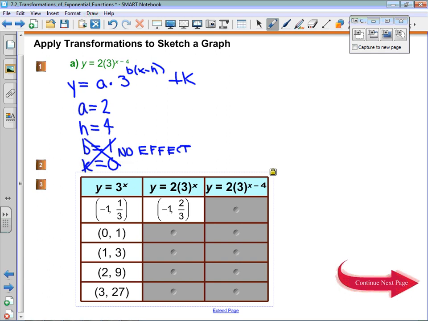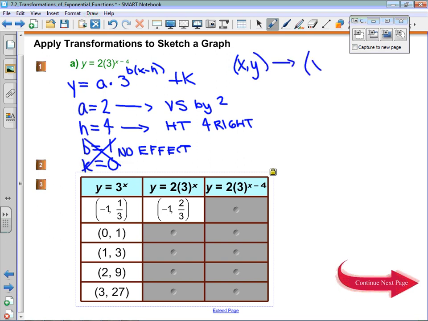Well, if a is equal to 2, we have a vertical stretch by 2. If h is equal to 4, we have a horizontal translation 4 to the right. But as you know, what I prefer is saying that any point on y equals 3 to the x, x comma y, will turn into x plus 4 comma 2y.